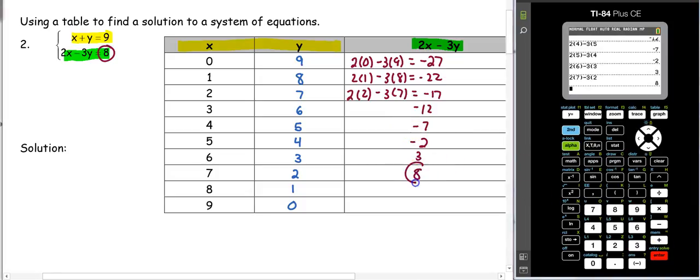Well, 8 was the value that we were looking for, so our solution is this row, which would be 7, 2. Remember that a solution should always be written as your x coordinate and then your y coordinate.